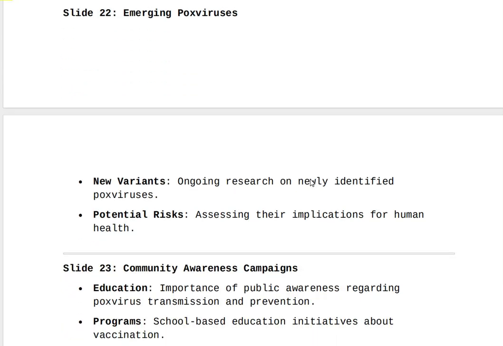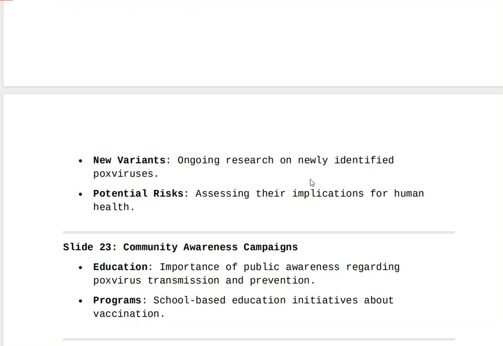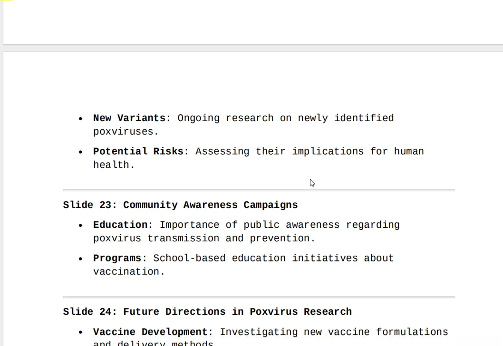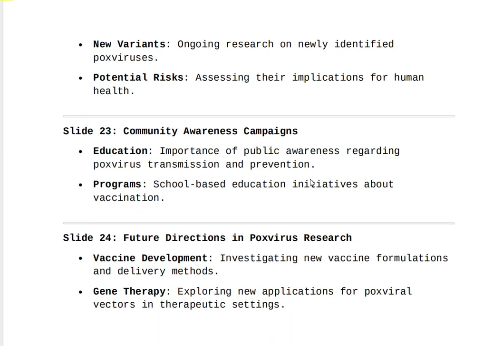So emerging pox viruses. There are now new variants, and these newly identified viruses are being studied in different research activities. Potential risks, so we need to assess their implications for human health.